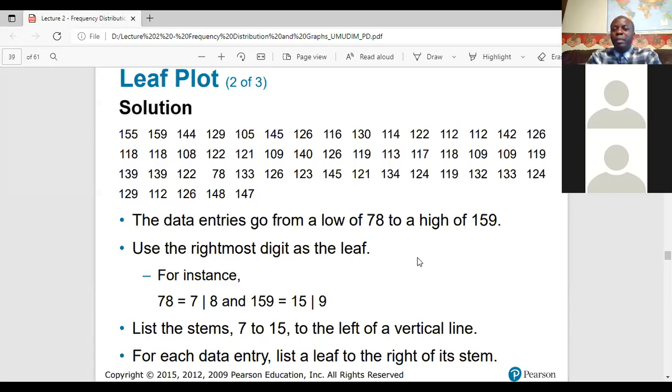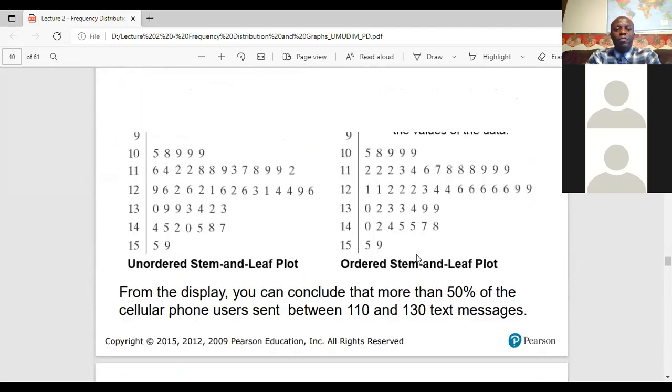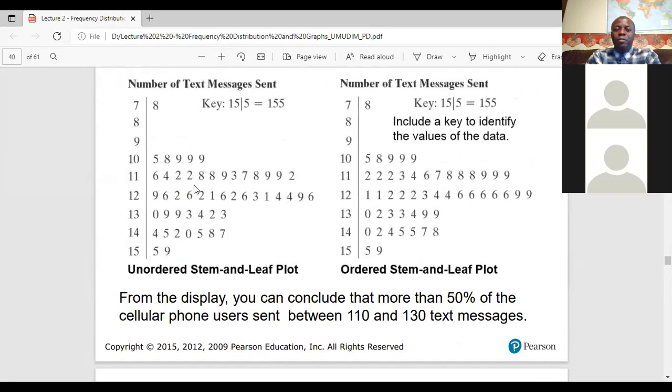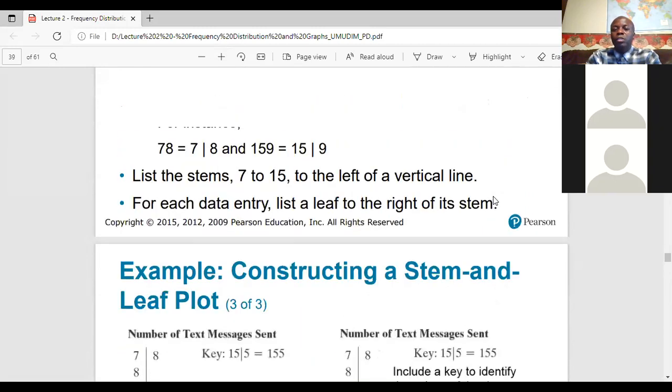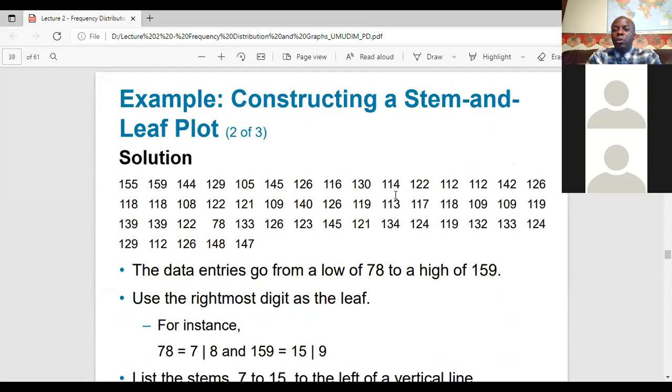But that will take you a longer time, because after you have arranged them, you get the stem and leaf plot, then you start to reorder them again. So the best thing is to just put them in order here and get your stem and leaf. So let us answer this question now. I will take you to where I can show you the work.